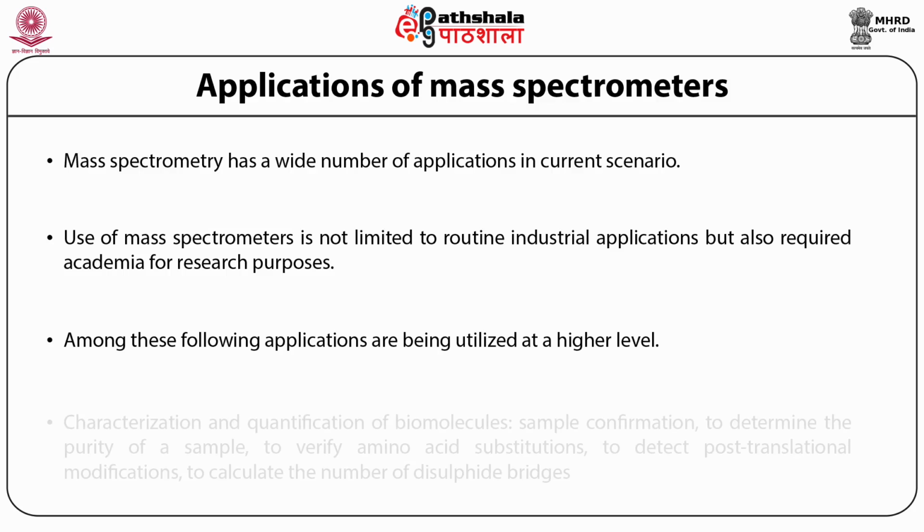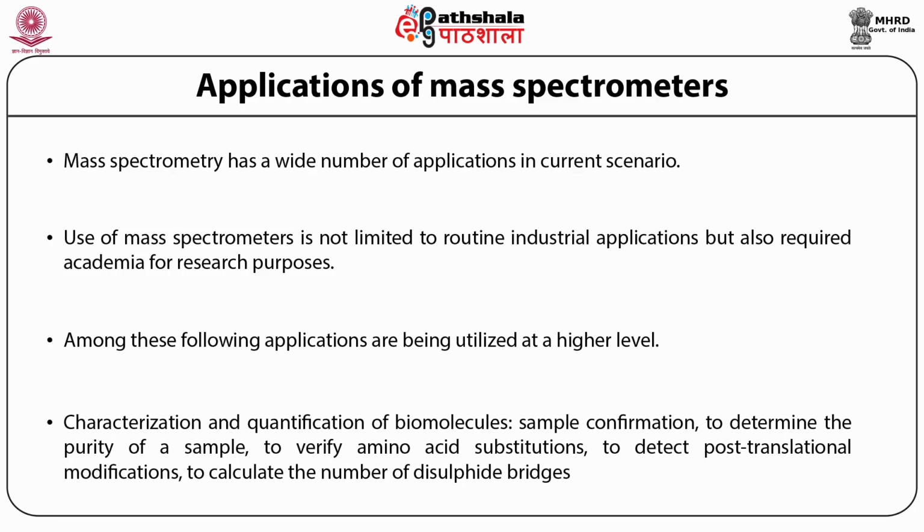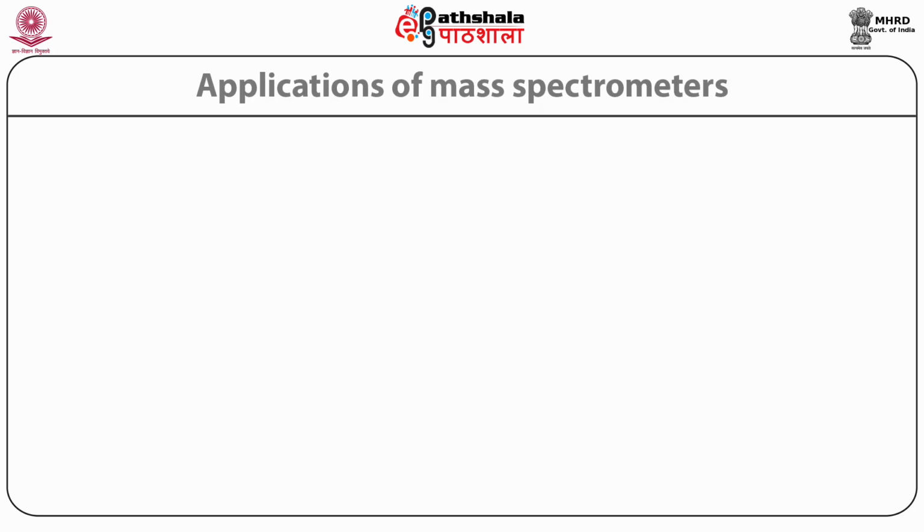Number 1. Characterization and quantification of biomolecules. Sample confirmation to determine the purity of the sample, to verify amino acid substitution, to detect post-translational modification, to calculate the number of disulfide bridges. All these things happen for characterization of proteins, and this study we call proteomics.